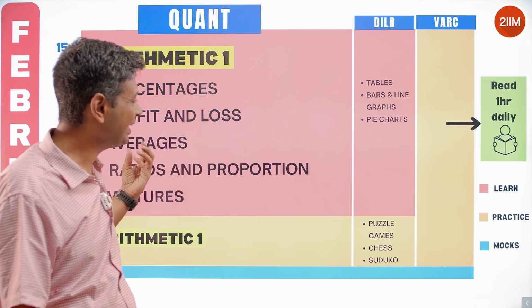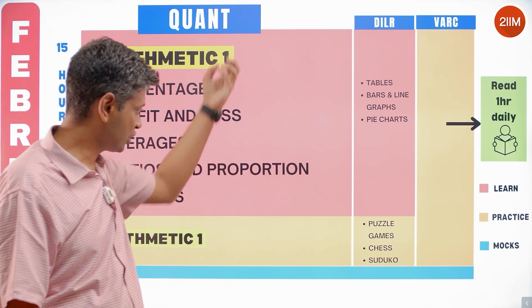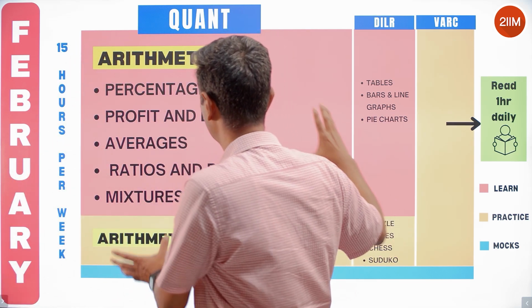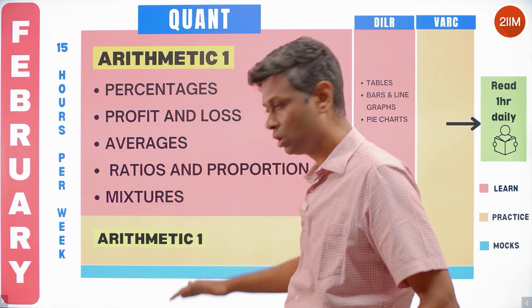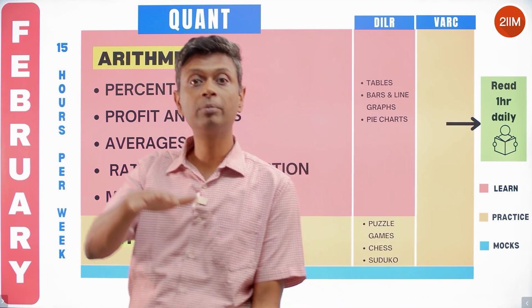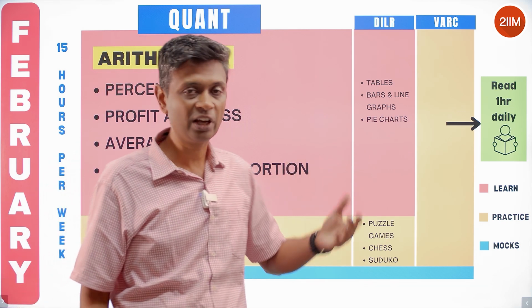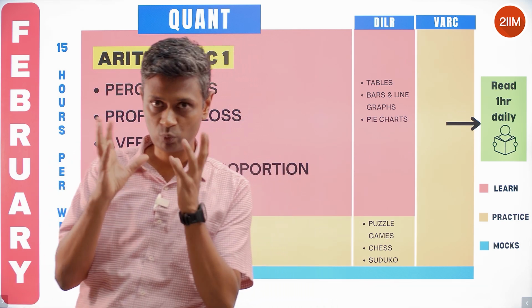Right? And then it will shift out. So this box will progressively keep getting smaller. This box will progressively keep getting bigger. Quant focus will keep reducing. LRDI and VRC will keep increasing. That's the theme, what we are doing here.